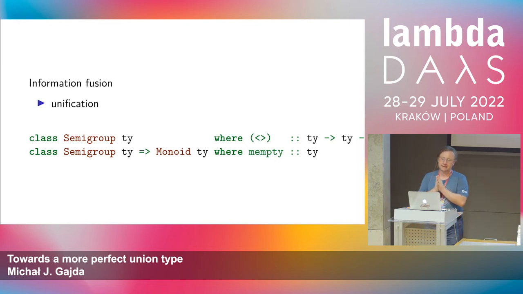So basically, we have an information fusion monoid that takes things that are information, merges them, and makes sure that the information is preserved. Mempty here is no information, so nothing known about the object. It can be used either for unification or anti-unification. In the case of union types, it's anti-unification or generalization. In the case of classical Hindley-Milner types, that would be unification.